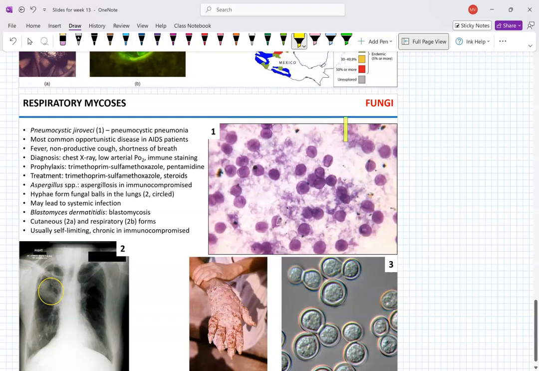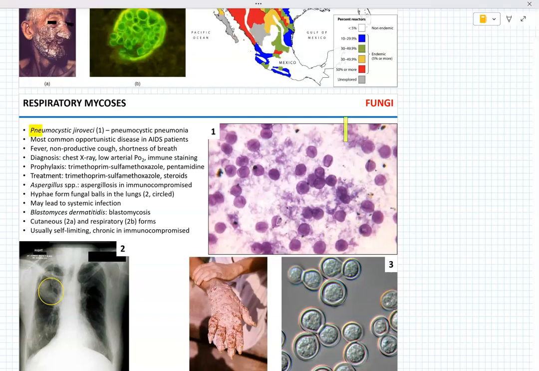Okay, now respiratory mycosis. There are three of them. You see, this is a very short one. So you have pneumocystis, another hallmark disease for AIDS patients. It's a fungal pneumonia. Okay? That make sense? Question? No.